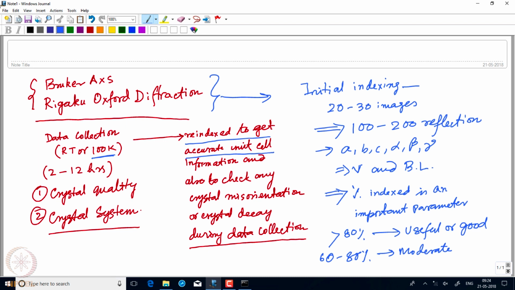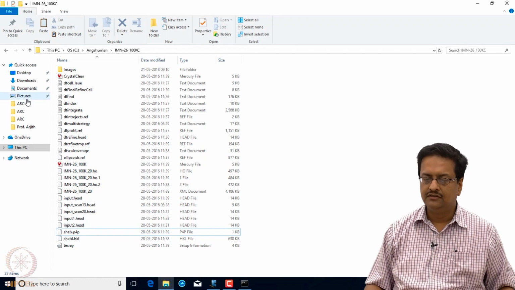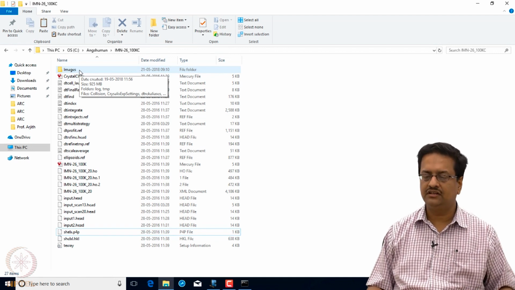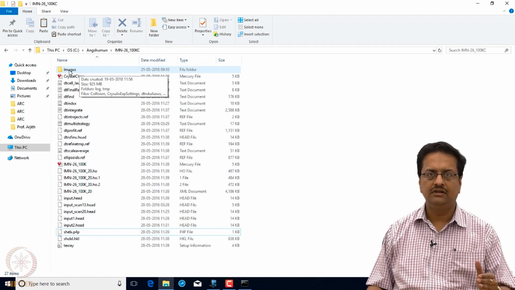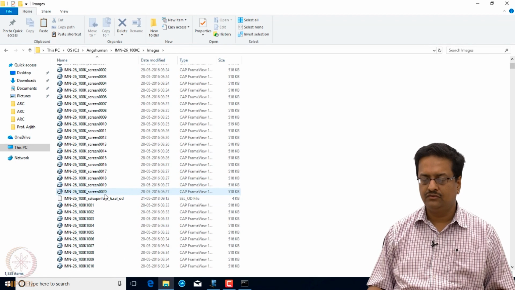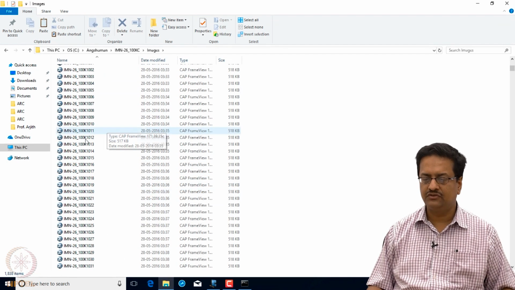So today, to start with, I would like to show a data which was collected using one of the Oxford diffractometers at some point of time. When we collect the data using Oxford diffractometer, the recorded images appear in a folder called images, and those are shown as I am showing here.